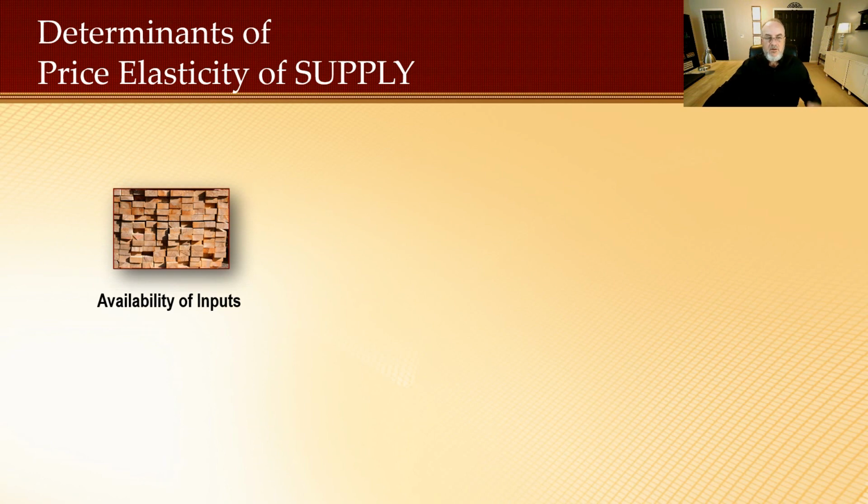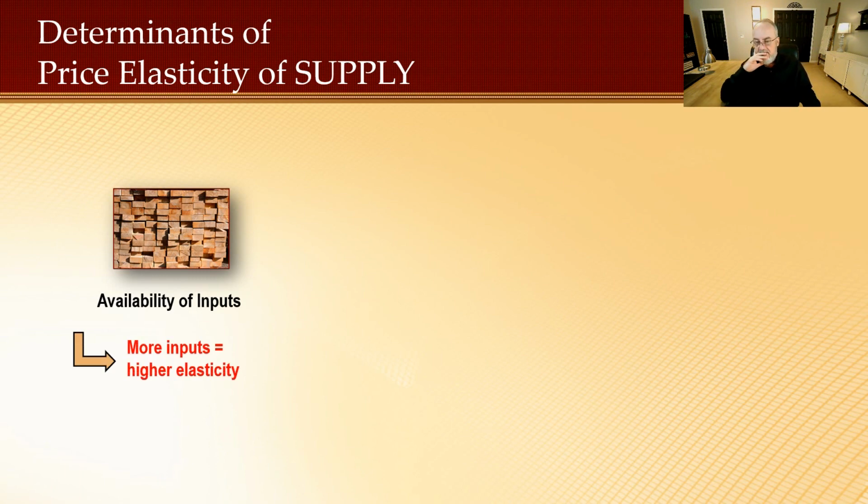Well, the determinants are the availability of inputs. So my ability to quickly move my production from product A to product B, or from a certain level of product A and jump it way up to meet that quick movement and that elastic price elasticity of supply, I need to be able to get inputs quickly. So if I have those available, more inputs equals higher elasticity.